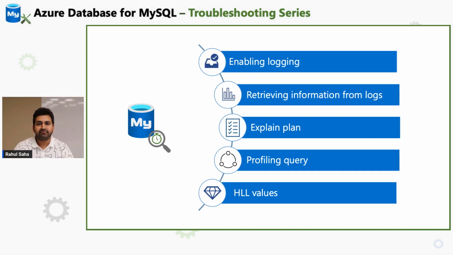Troubleshooting query performance includes several steps and it can get more complex with different sets of queries. While you go through the demo, I would like to show you how to log the queries, review the information of logs, and explain and profile a query. And finally, the HLL value. It stands for history list length, and it is the amount of changed records in the undo log. The higher the number, the more problematic it is for database performance. So we'll look into more details of HLL in the upcoming slides.